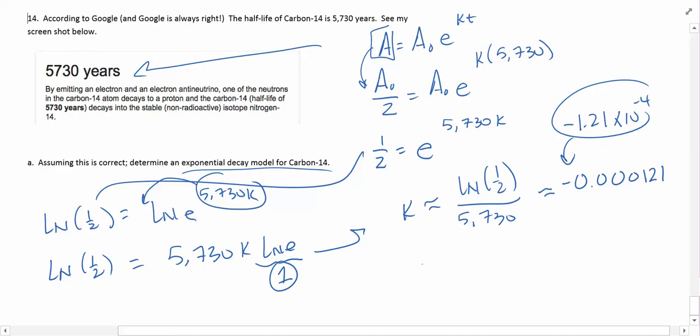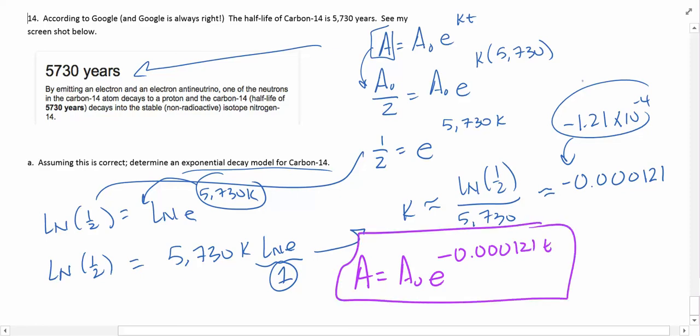Okay, so the model that we're looking for when we go back and plug this all in would be this. The amount left over is the initial amount times e to the negative 0.000121t, and that is our exponential decay model for 14a.